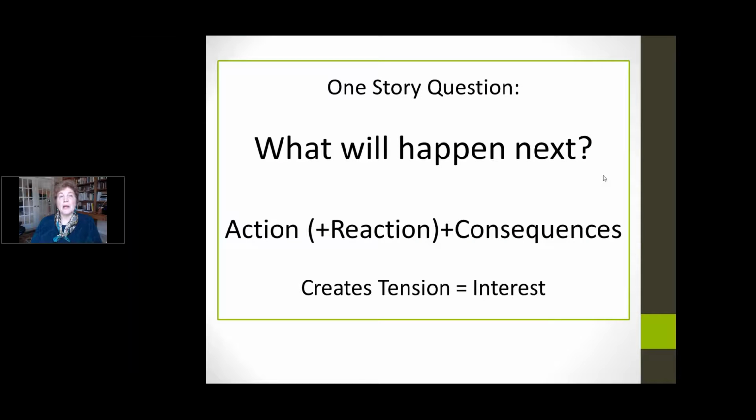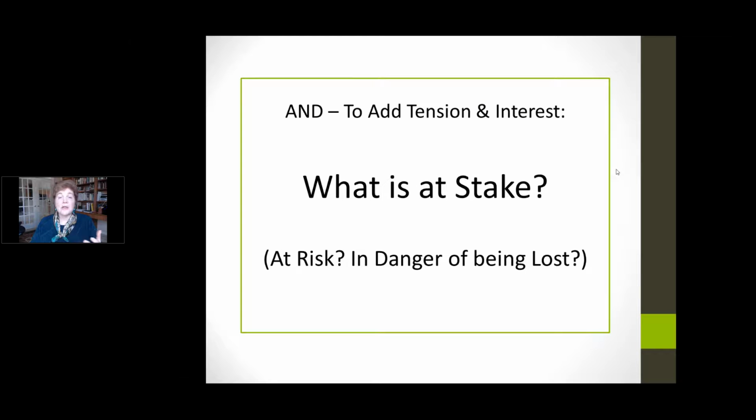Now, another thing that is an engine in the story that drives it, that keeps a reader or a listener engaged, is the story question: what will happen next? An action is taken, there is a reaction, there are consequences. What is going to happen next creates a little tension, and it's the kind of thing that keeps us engaged. And connected to that, the story question: what is at stake?